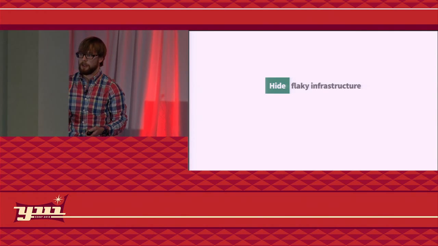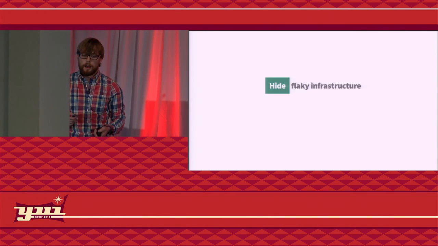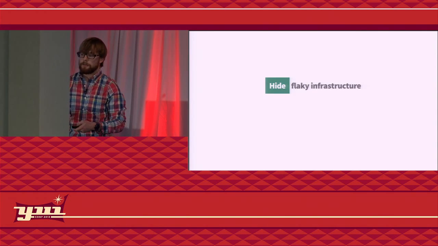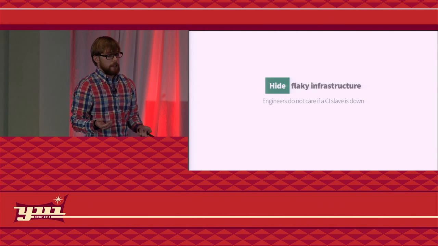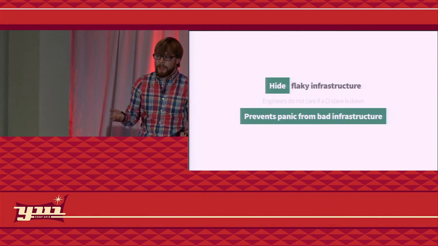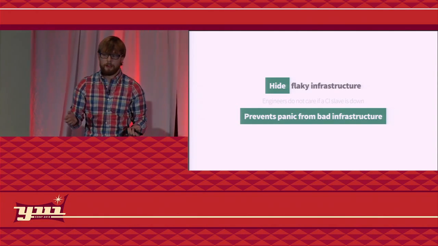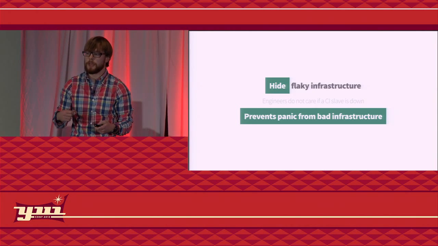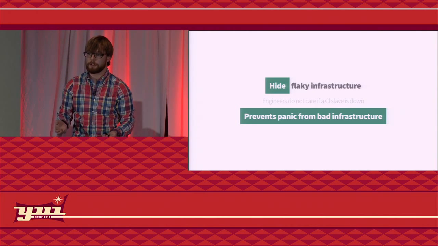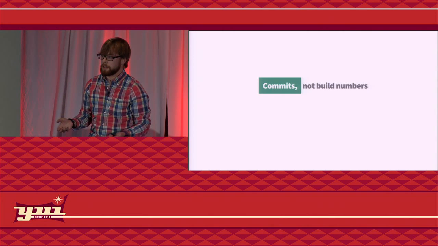We hide flaky infrastructure. If something goes wrong that would normally cause a red build, a bad or failing build, no one cares. They only care if the tests are working or not, right? Not if Sauce Labs is down or Selenium flaked out or whatever. It just doesn't matter. Because they don't care, we hide that, and that prevents panic from things that really should go to me, because I'm the person responsible, and not the entire team or people who are making changes like you guys.